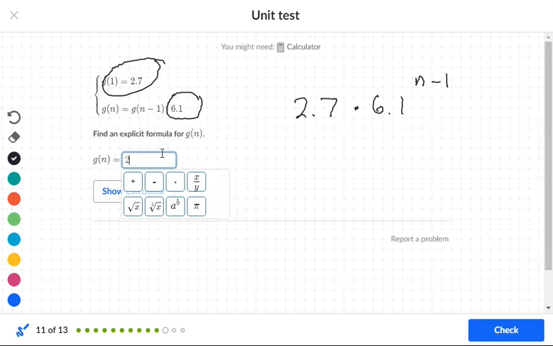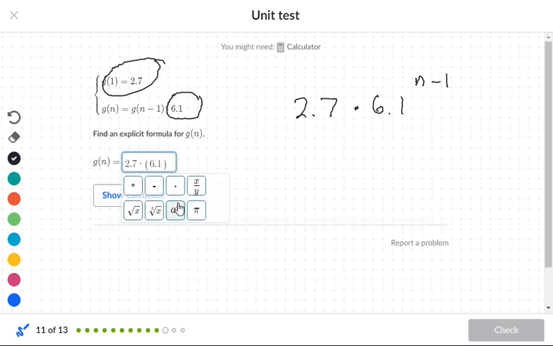So we're going to take the 2.7. We're going to multiply. Now remember, with the Khan Academy, you've got to use parentheses on the second number here. If you don't do it, it's a good chance it's going to be wrong. So we're going to put the 6.1 into the parentheses. Now we're going to use the ab key to bring it up to an exponent. We're going to use the parentheses so we can keep the n minus 1 as an exponent.